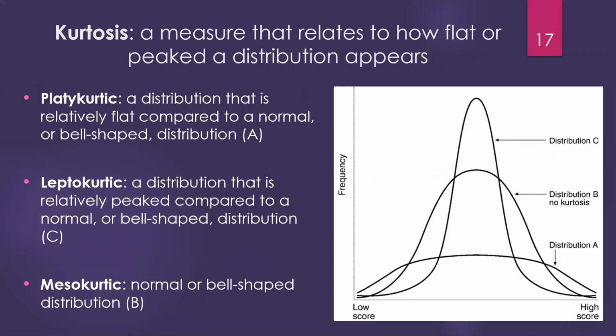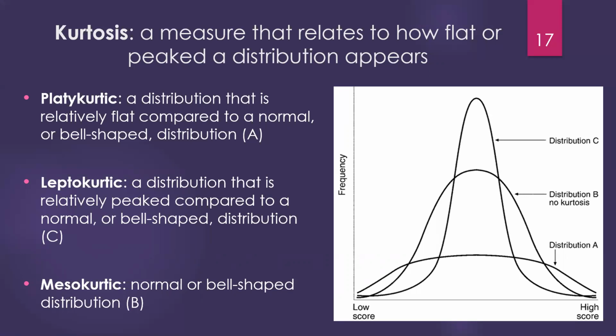Okay, another way that looking at the frequency polygons can be helpful is kurtosis. So kurtosis is a measure that relates to variability. It relates to how flat or peaked a distribution appears. So while skew looks at where do values lump together in terms of being low or high, kurtosis looks at how spread out our values are. It looks at how dispersed or variable a distribution is.